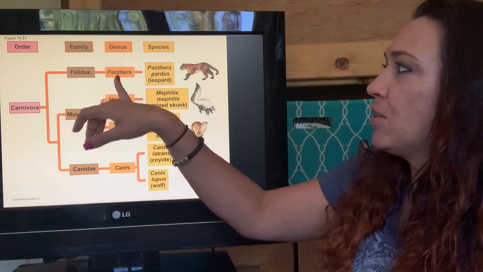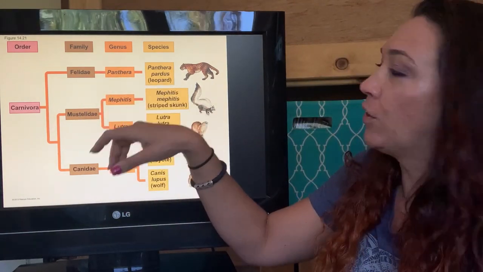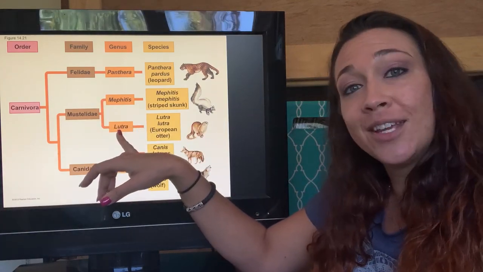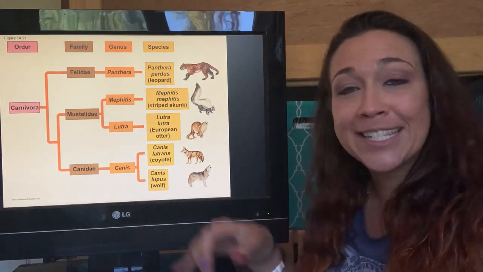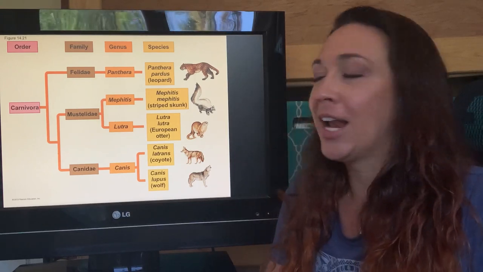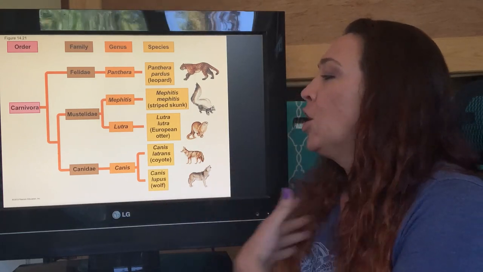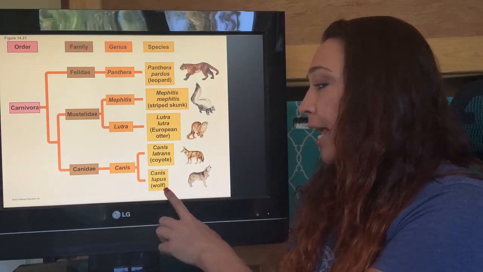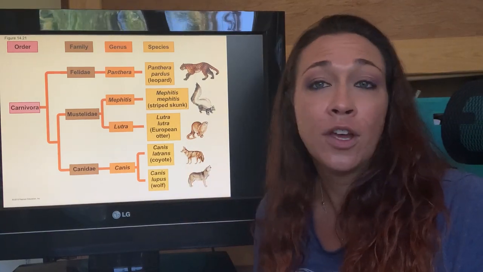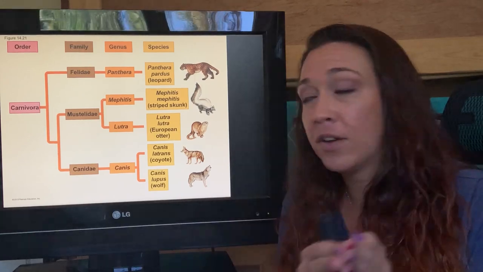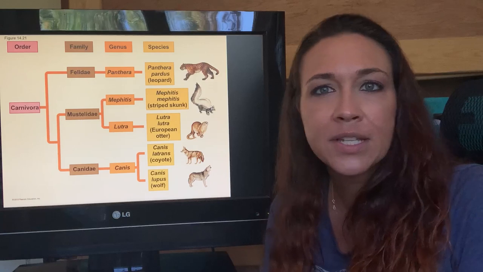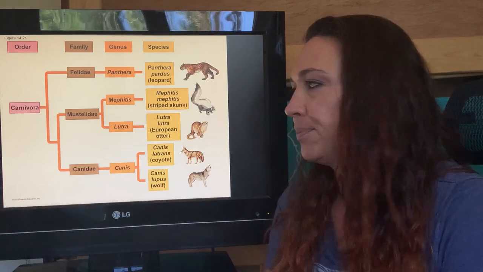Then you move on to the genus. So the genus Panthera, again, gives you all of your leopards. Mephitis is going to give you your skunks. Lutra is going to give you your otters. Canis is going to give you your dogs, right? And then you just break them down even further. So in this case, we have things like Canis latrans, which would be your coyote. Things like Canis lupus would be your wolf. Okay, so this is how we break it down very specifically and finally get to the actual species. So again, just more examples of how you can read these trees.